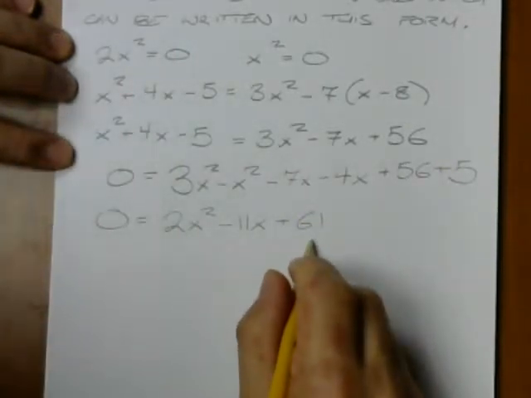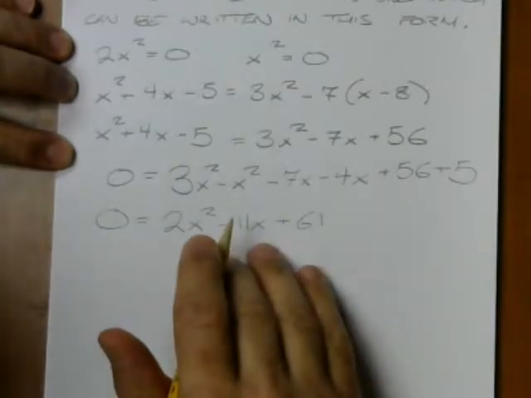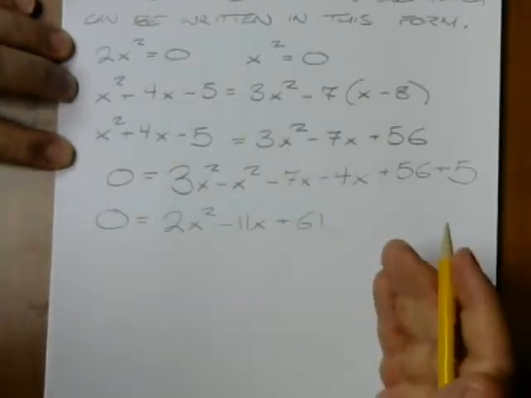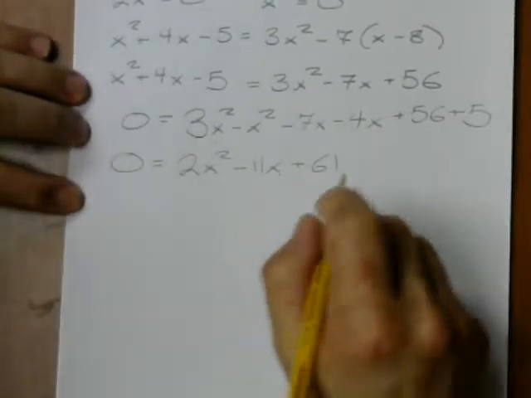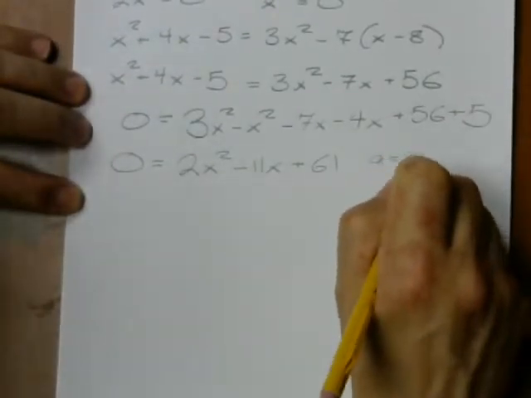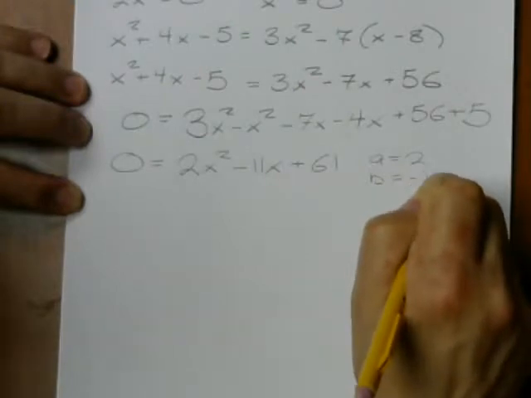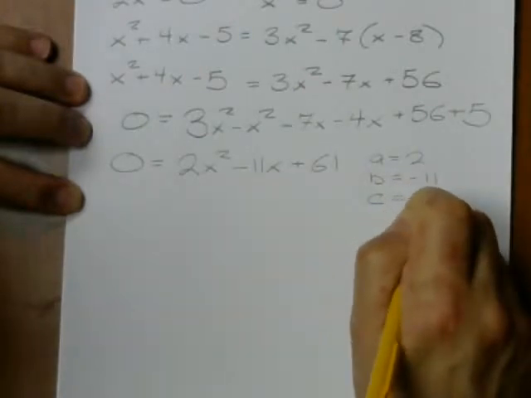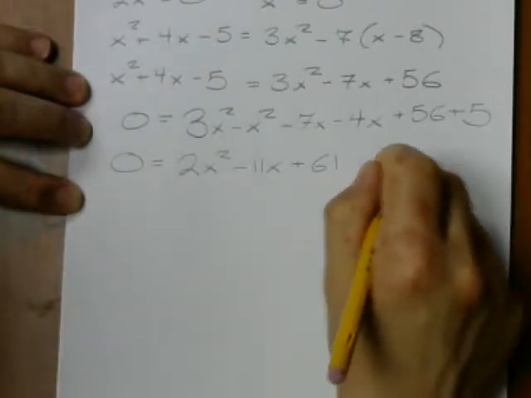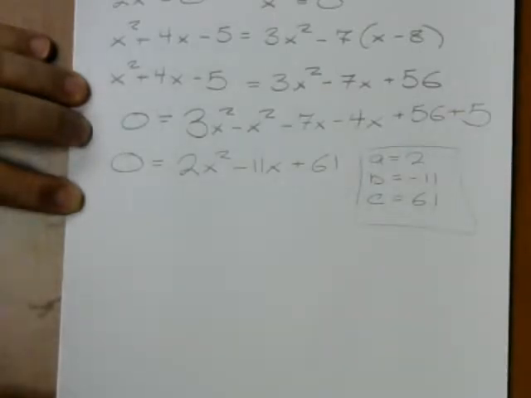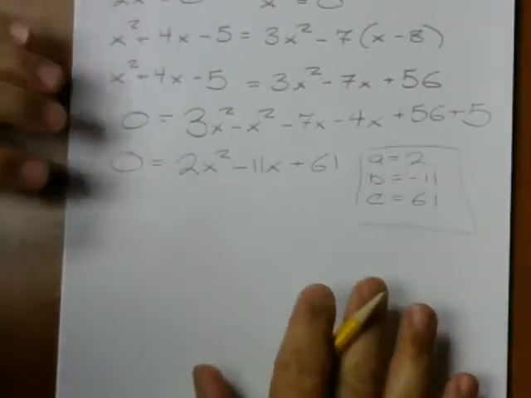Is this of the form ax squared plus bx plus c? Sure it is. Therefore, this is a quadratic equation. We could even write a equals 2, b equals negative 11, and c equals 61, which is something we're going to be interested in doing when we get to certain formulas.